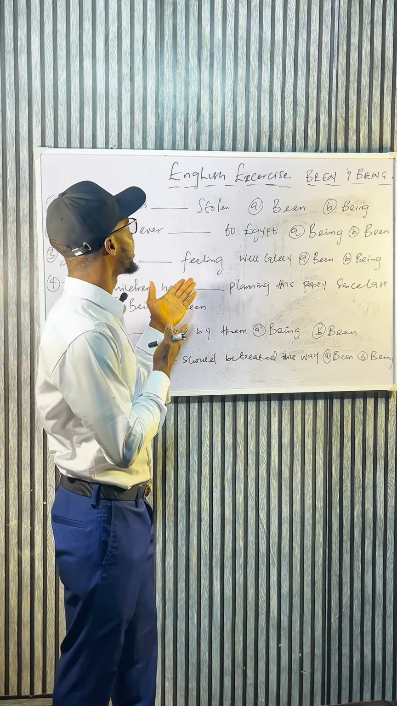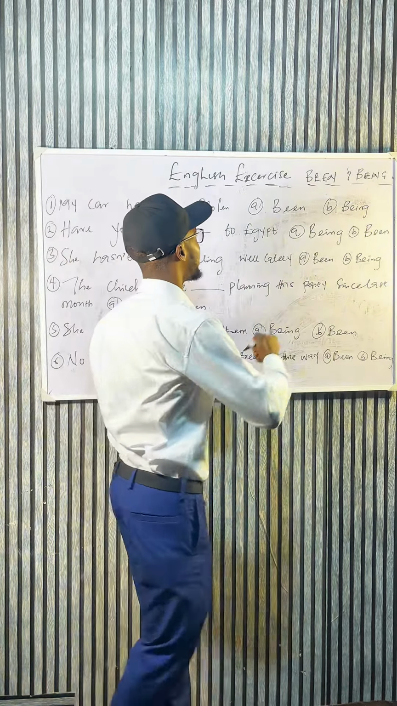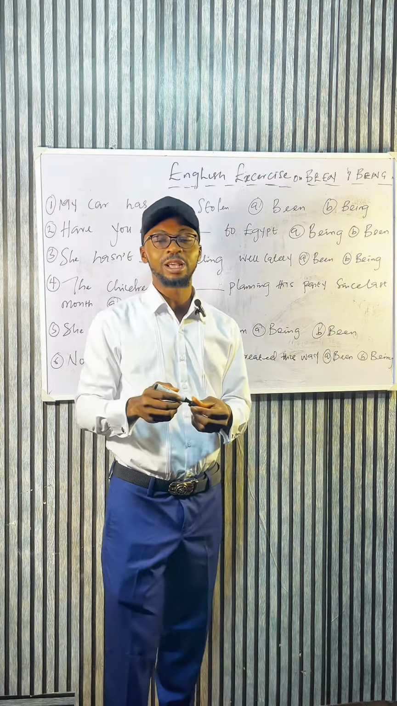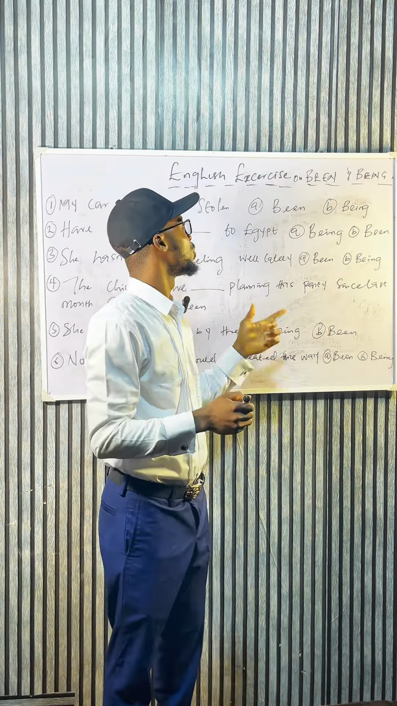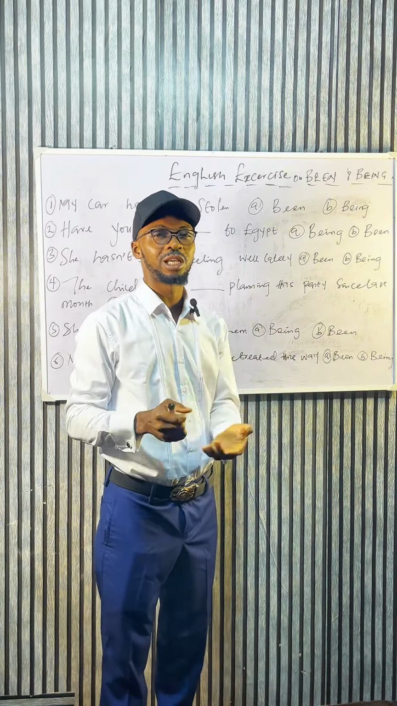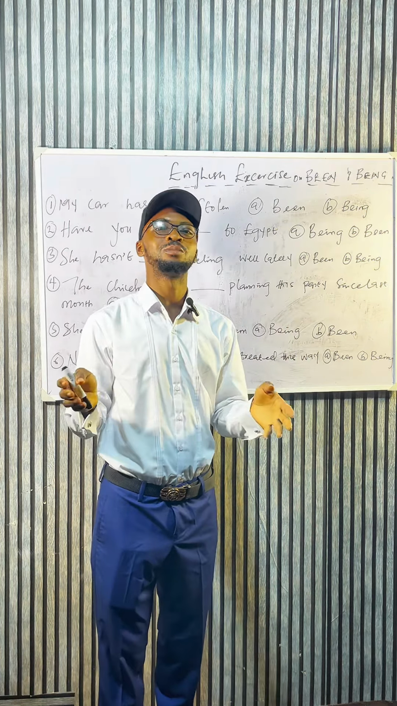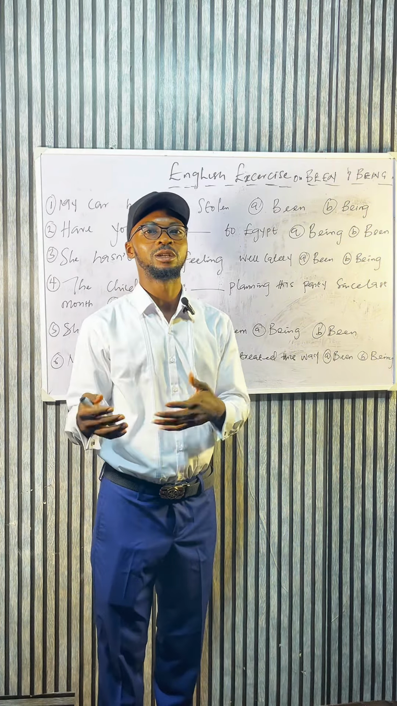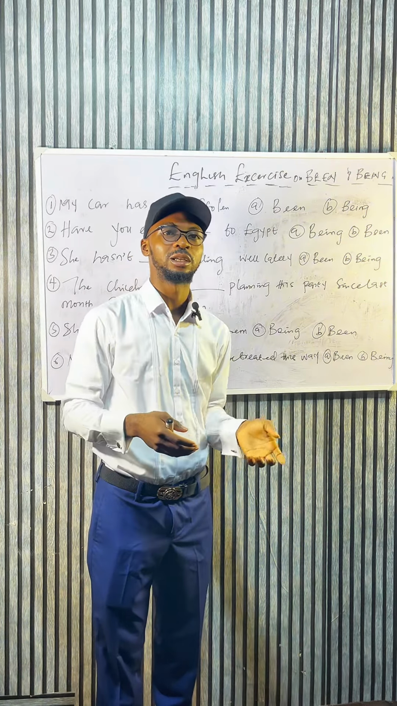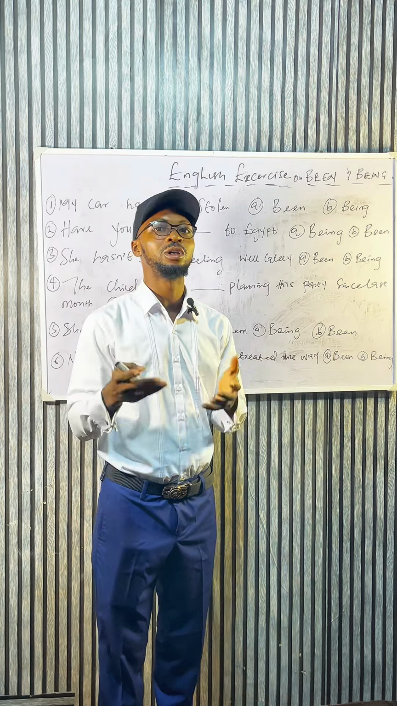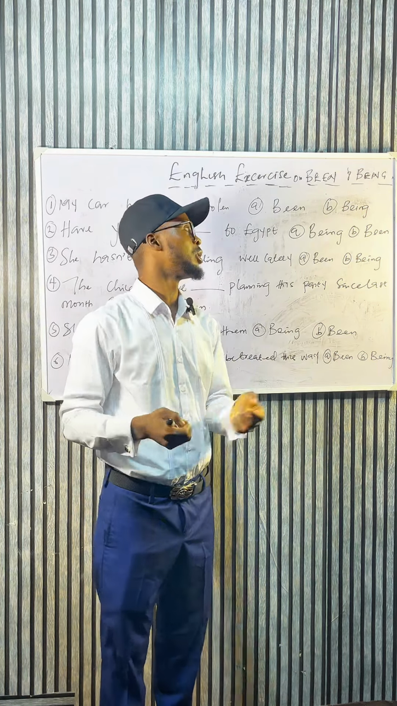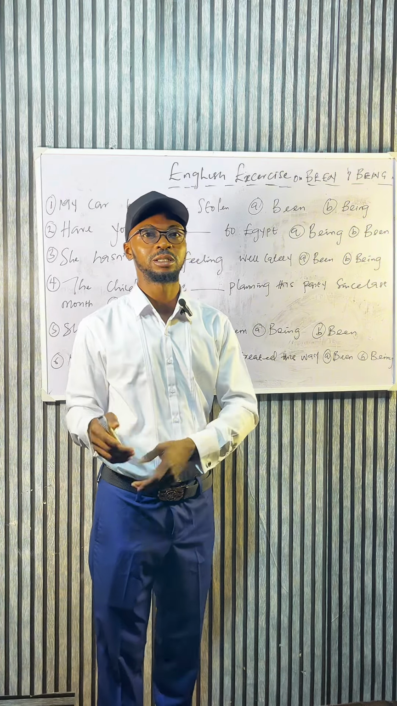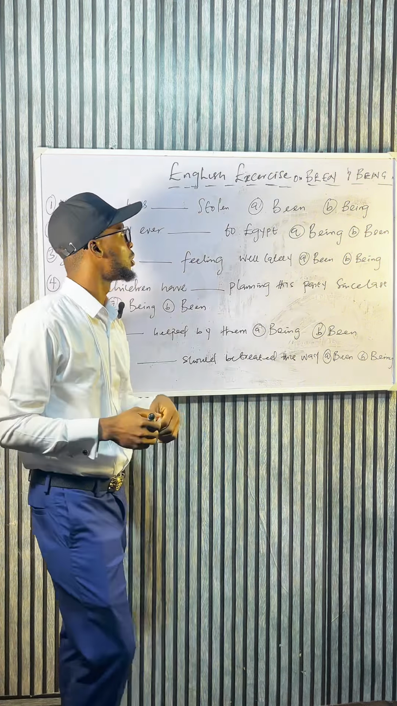We have an English exercise on "been" and "being". A lot of persons don't know how to use "been" and "being", especially in writing. When you're speaking, it does not really matter, because when I say "I have been there," "you have been there," "she was there," "they have been there," you can't see from my mouth which one I'm using. It's only when you are writing that the error will show.